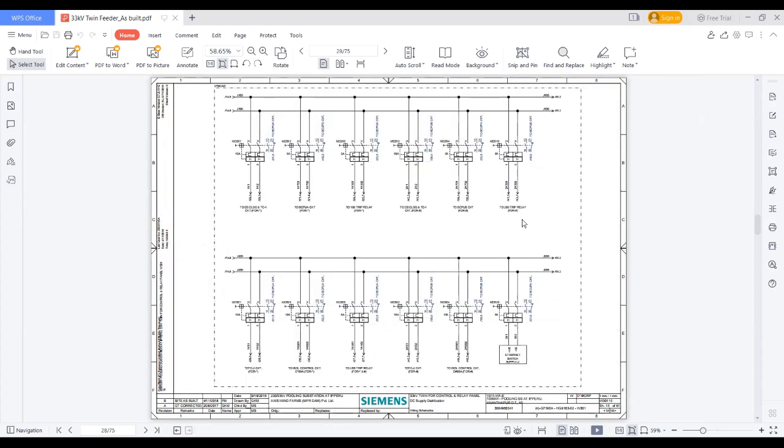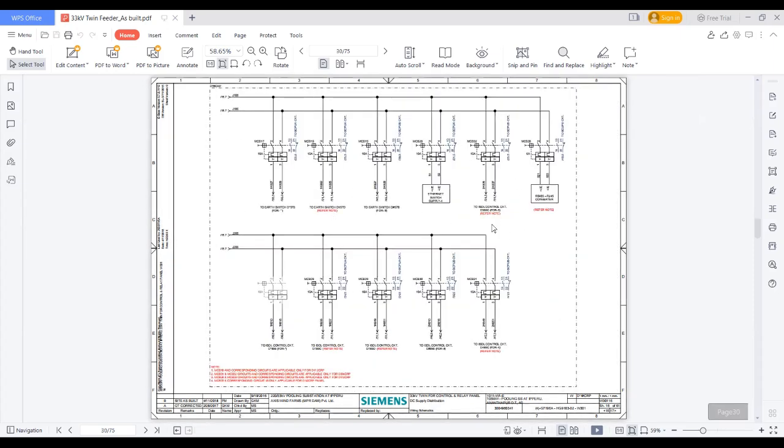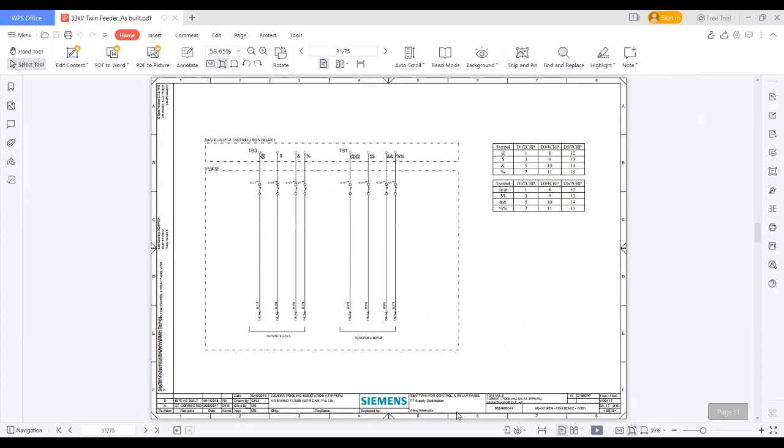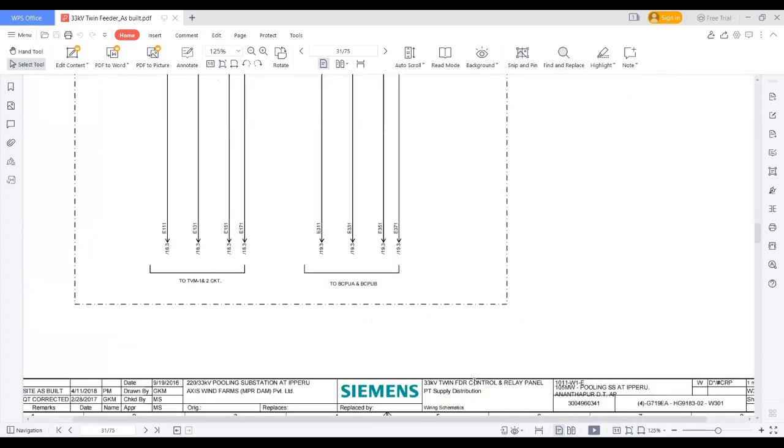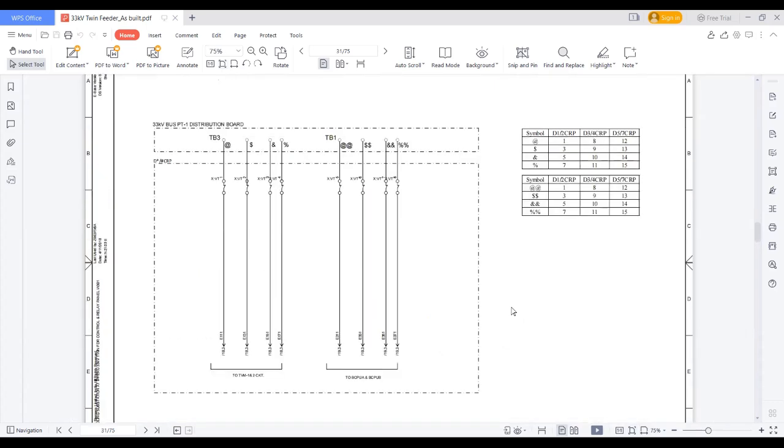So this is the DC supply. This is also DC supply. The next one is the PT distribution. See how the PT supply is distributed. We have two connections, two PTs, right? Two cores of PTs: one is for metering and one is for protection. So this is the metering.